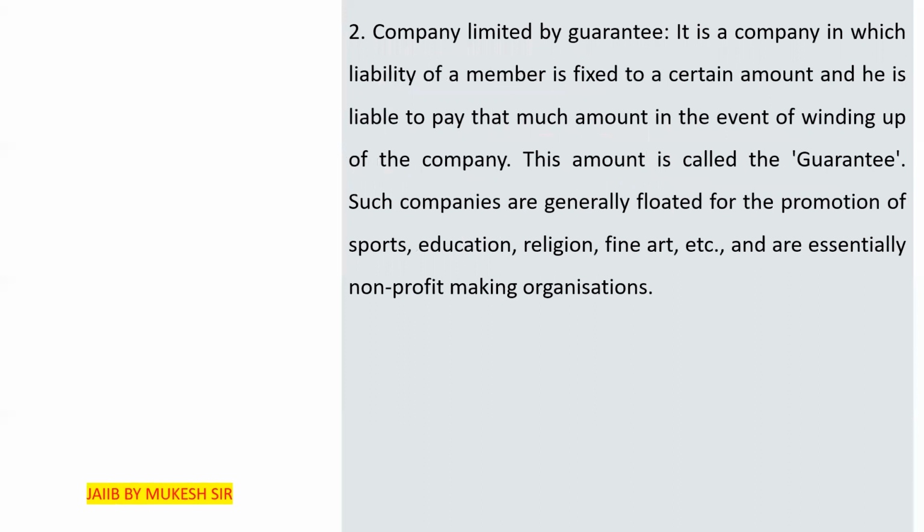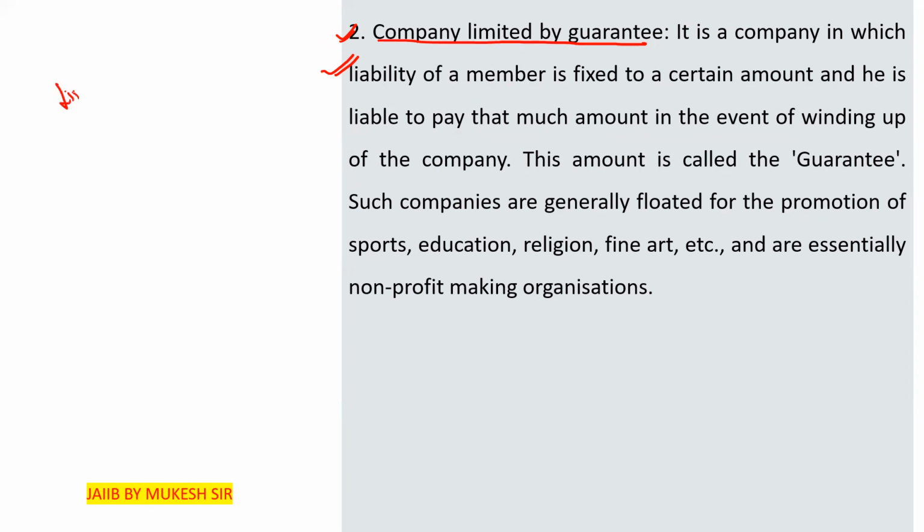Second is the company limited by guarantee. It is a company in which the liability of a member is fixed to a certain amount, and he is liable to pay that much amount in the event of winding up of the company.